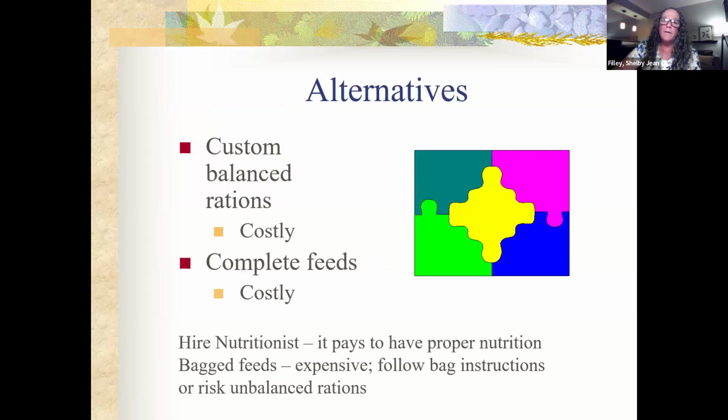So of course we have alternatives to all this ration balancing that we have. Custom balance rations. It's costly, but if you hire a nutritionist, it can pay to have that proper nutrition. Bagged feeds, a lot of the 4-H FFA youth will use bagged feeds, just complete feeds. But that's very expensive. But they follow the instructions and it works out good for them.